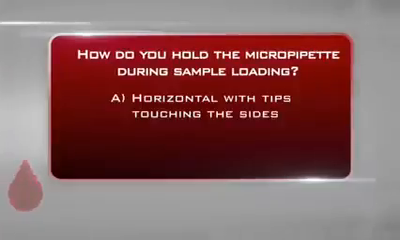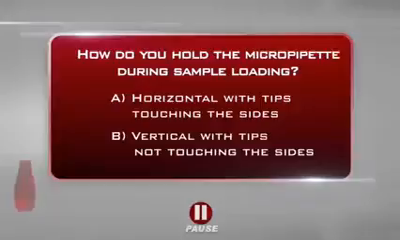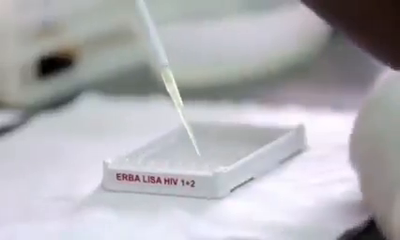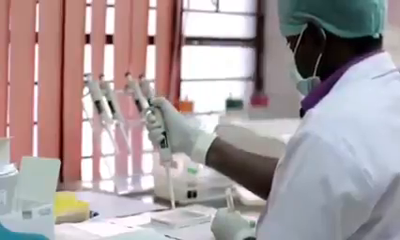A. Horizontal with tips touching the side. B. Vertical with tips not touching the side. Yes, the answer is B, vertical with tips not touching the sides. Hold the micropipette vertically and dispense the samples into the wells. Do not touch the sides of the well to avoid cross-contamination.